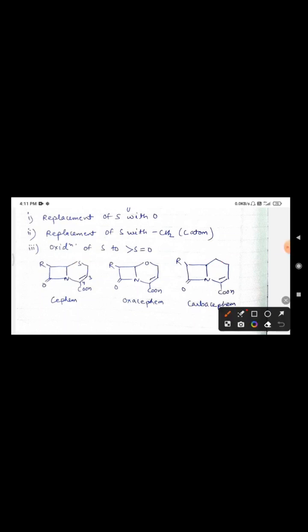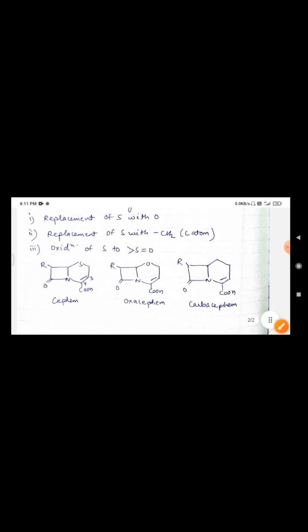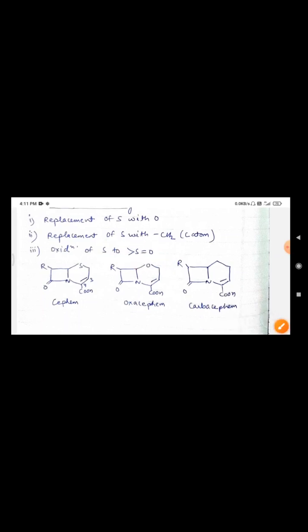Then the oxidation of sulfur to the SO greatly decreases the antibacterial activity. Along with this, the carboxylate group at the 4th position in the cephem ring can be converted to ester to increase the bioavailability of the oral administration. Along with this, the double bond between the C3 and C4 position is essential for the activity.